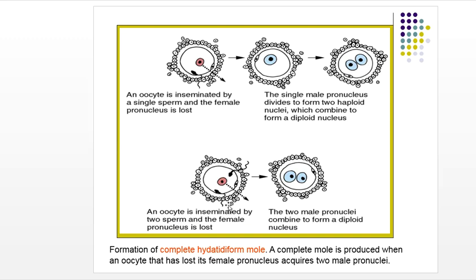In another way, the complete hydatidiform mole forms when one oocyte is inseminated by two sperms and the female pronucleus is lost. Again, we have two pronuclei that both come from the father. Again, here we have only paternal genomes.